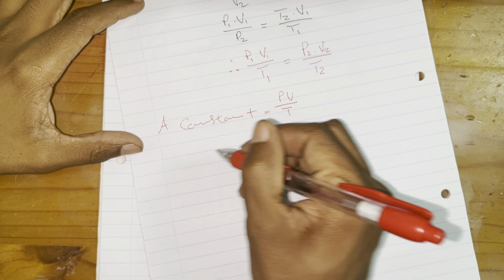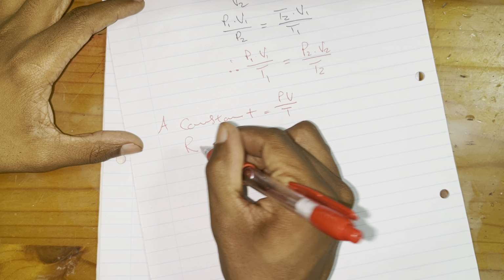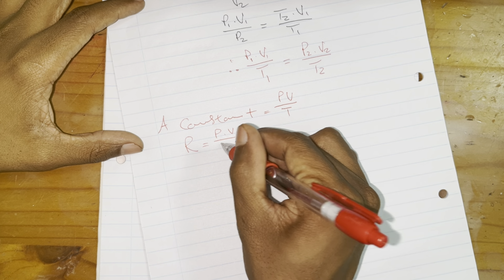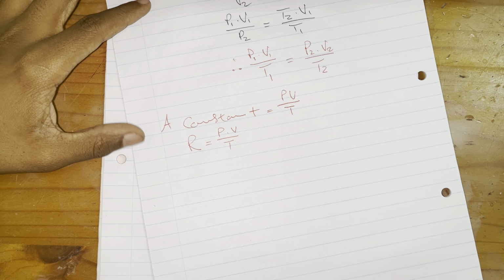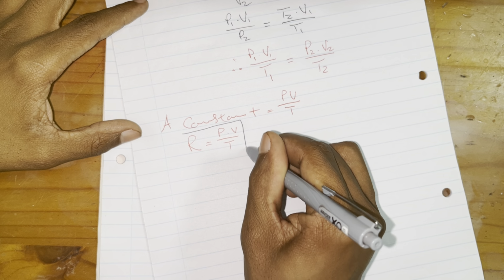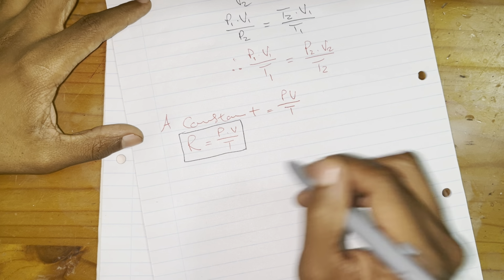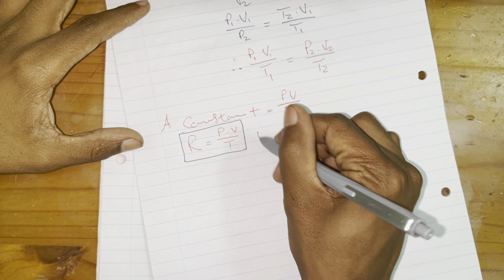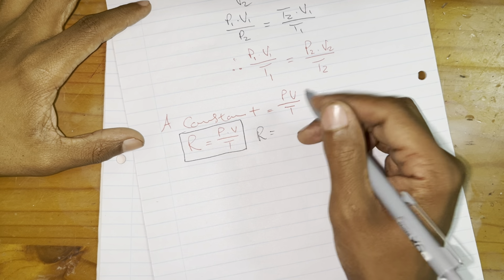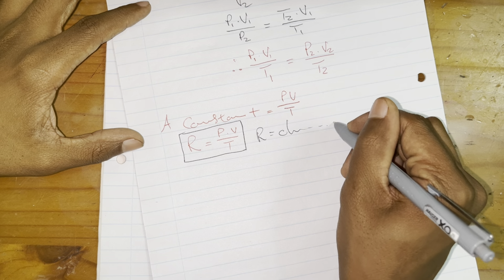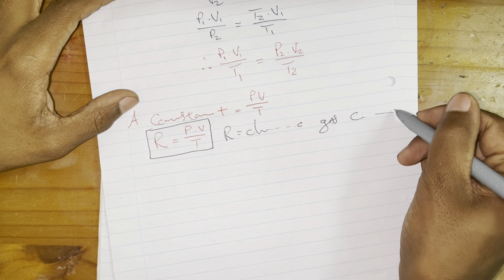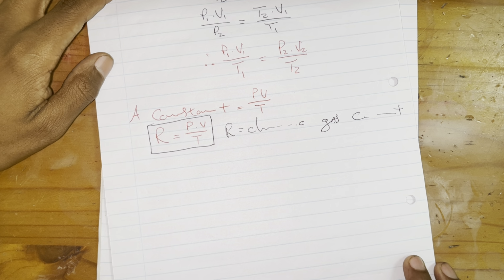Simply meaning we will now go and say R is equal to PV over T. In words, we can refer to R as the characteristic gas constant. Okay, right?